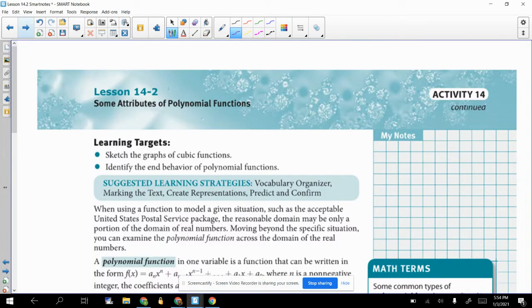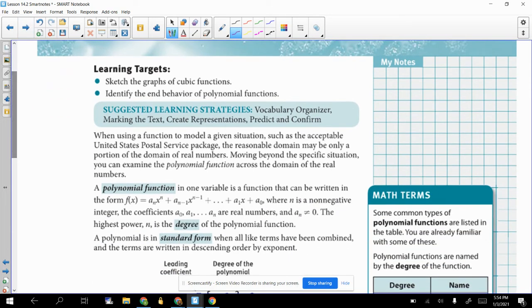Okay. So first up, lesson 14.2, some attributes of polynomial functions. The learning targets are that we are going to sketch the graphs of cubic functions. So unit 2 was all about quadratics. Unit 1 was all about linear functions, right? Now we're going to be moving into unit 3, which is about polynomials, which could be cubic functions, quartic functions, but it also could include some quadratic and linear functions as well, okay? Then we're also going to identify the end behavior of polynomial functions, okay?